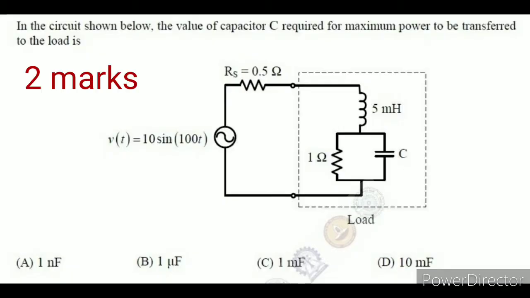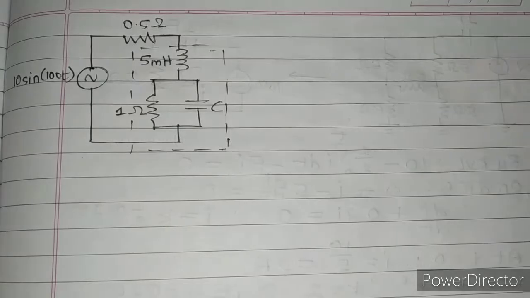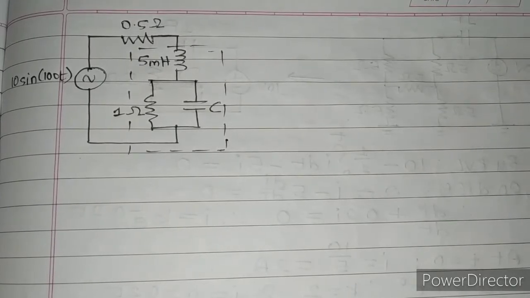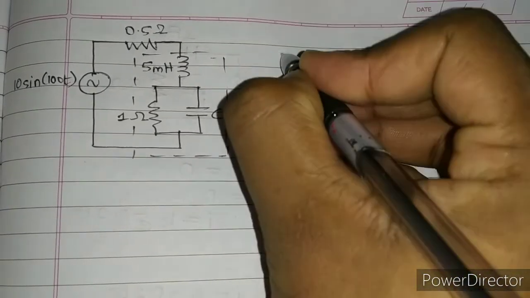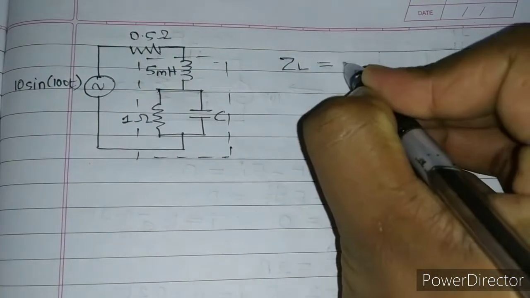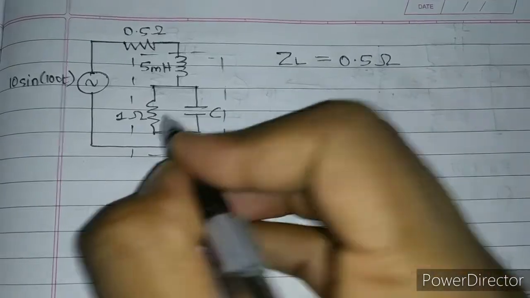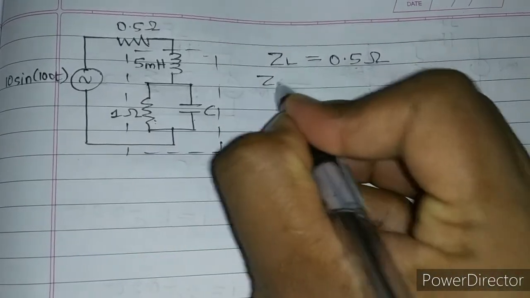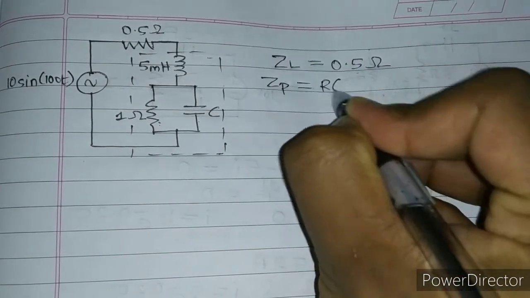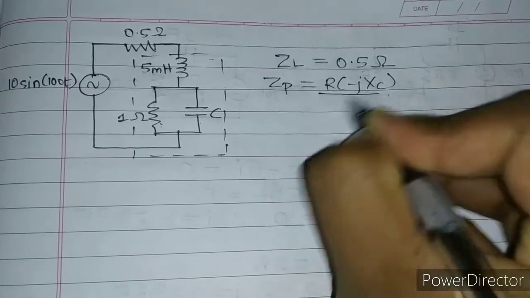In this question, we have to find out the value of capacitor C. For maximum power transfer, the load impedance should be equal to the source resistance. So therefore ZL is equal to 0.5 ohms. Now the parallel equivalent of this resistor and capacitor is Zp is equal to R into minus jXc upon R minus jXc.